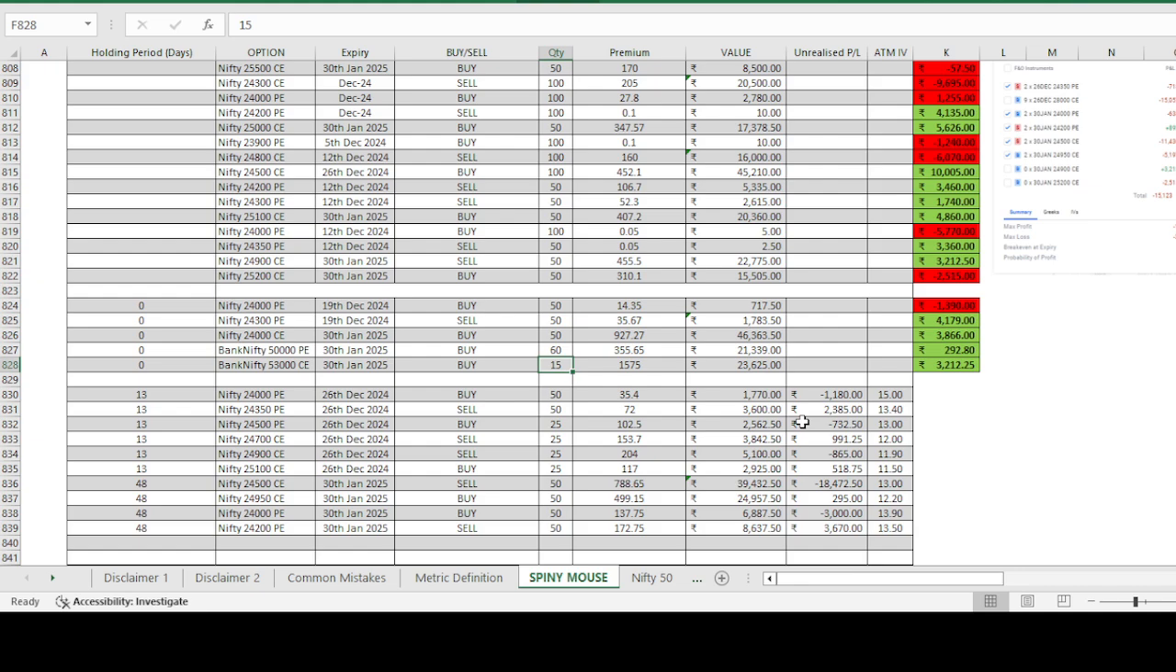So it's only around 20,000, I think. For 20,000, I got 3,000 rupees. And if I had bought 30, then it would be double the money. But it's a naked call. I don't want to take risk without any hedging. I don't want to go anywhere.